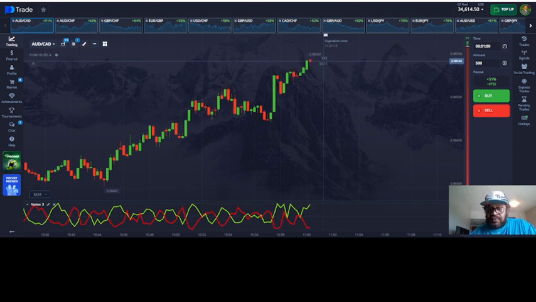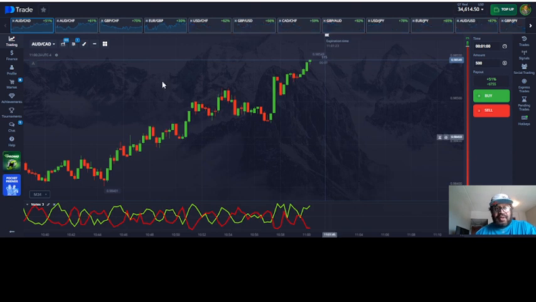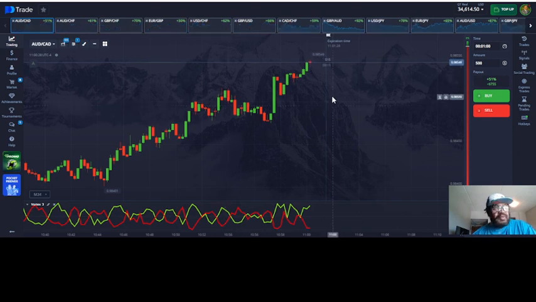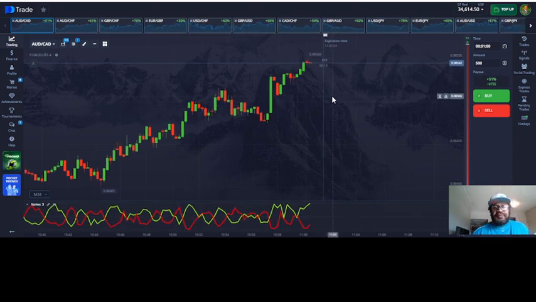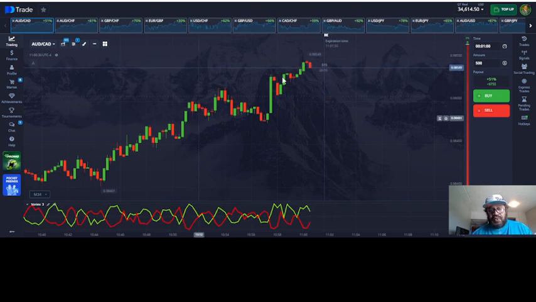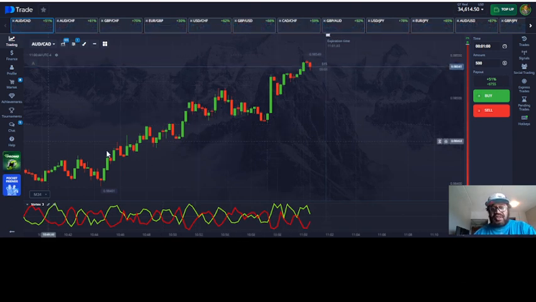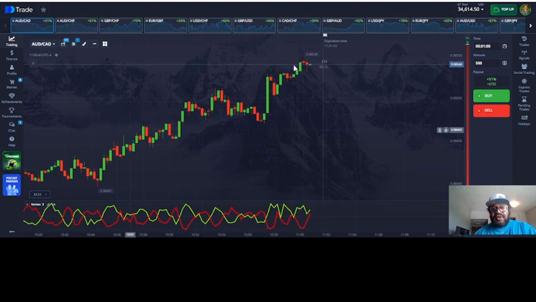Okay, so I'm on the Aussie dollar, Canadian dollar currency pair currently here. The reason I haven't taken a trade yet, the reason I'm looking at this currency pair, is because we're seeing some good price action here. You want to take trades with this strategy when there's some decent price action going on. Currently, we're seeing a bullish trend happening.